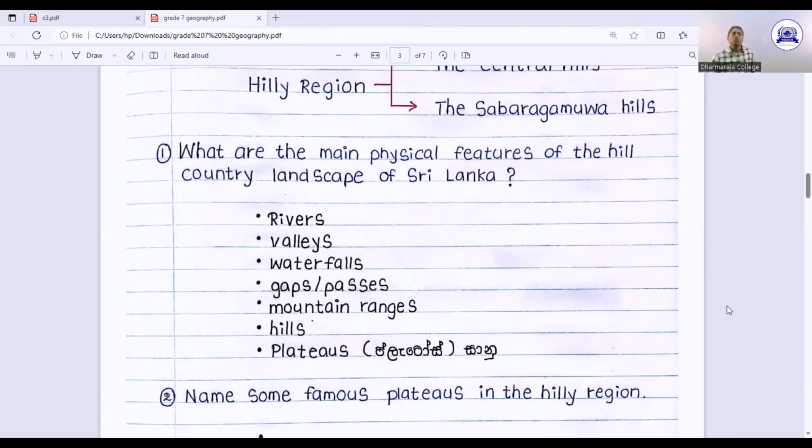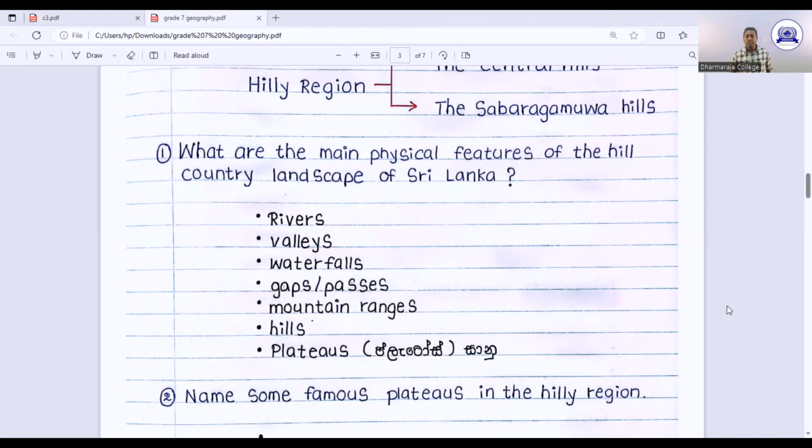Right. Now we are going to know about the main physical features of the hilly country landscape of Sri Lanka. So you know them. What are the main physical features of the hilly area? Rivers, valleys, waterfalls, mountains, plateaus, hills, gaps or passes, mountain ranges.